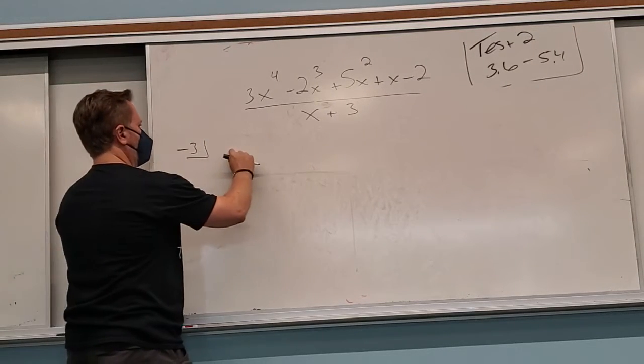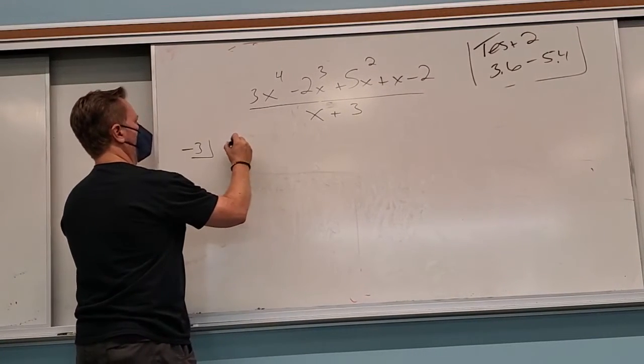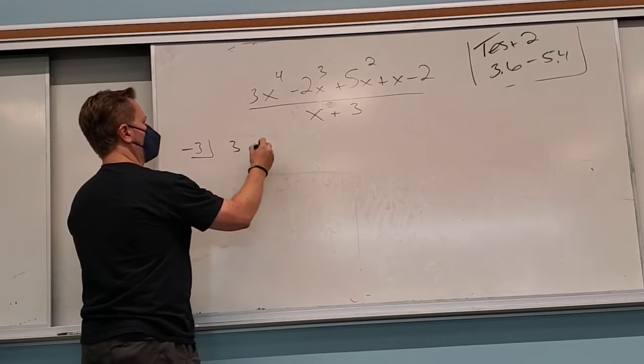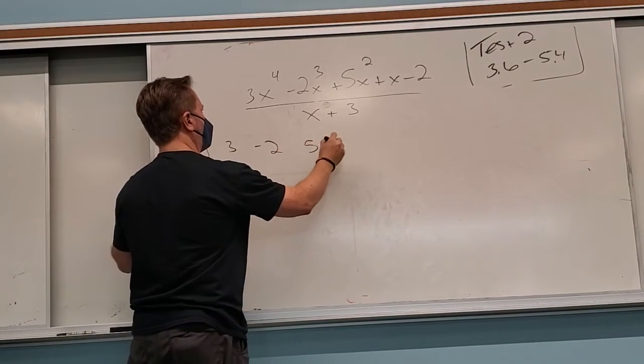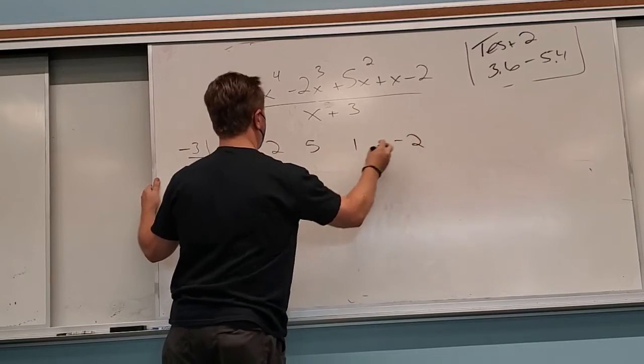And what am I going to write here? All the coefficients. 3, -2, +5, 1, -2. Okay.